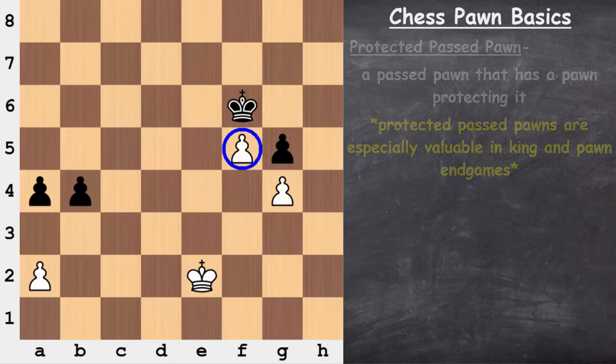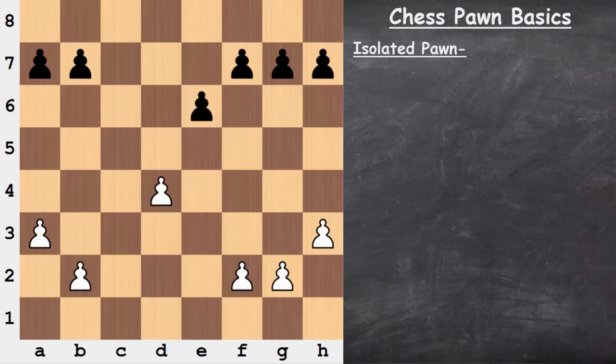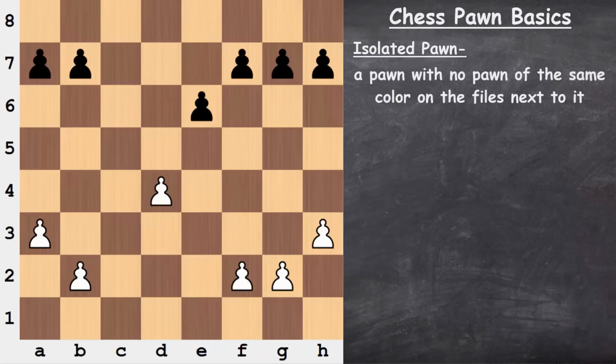Moving forward, looking next at what an isolated pawn is. This idea of isolated pawns or isolated pawn structures in chess is a big one. However, I'll just be touching on what the definition is. An isolated pawn is a pawn with no pawns of the same color on the files next to it. If you don't like that definition, you could just view it as a pawn that's all by himself and can't be protected by any of your other pawns. In this case here, the only isolated pawn is this pawn on d4.